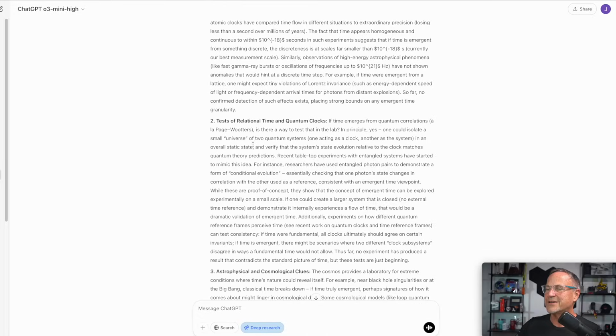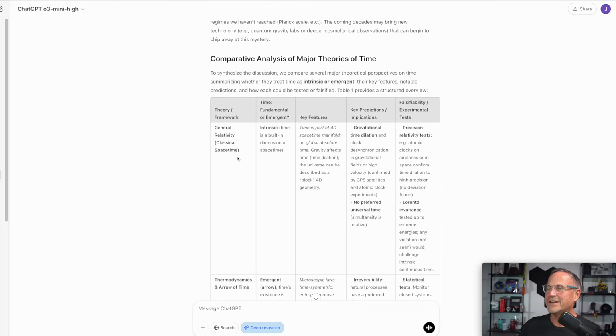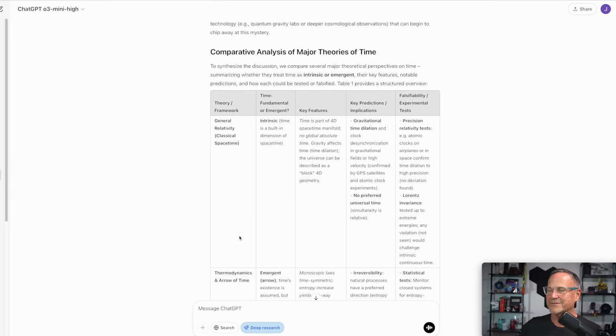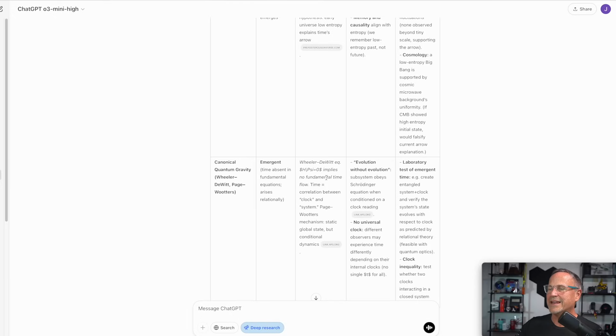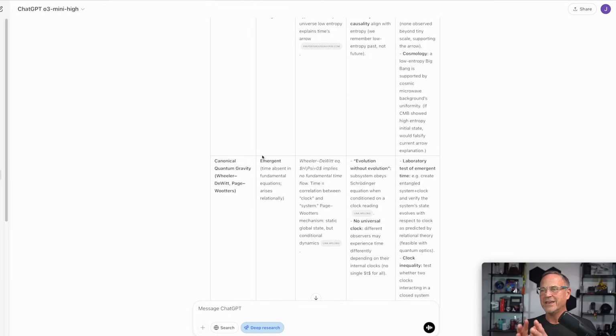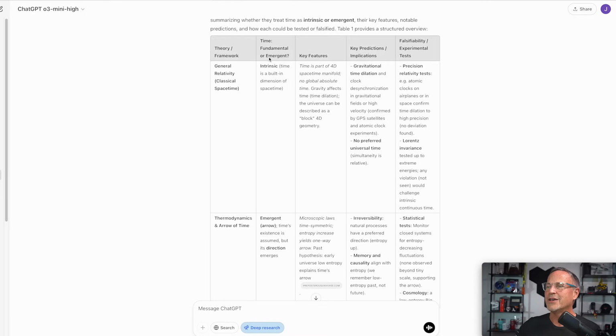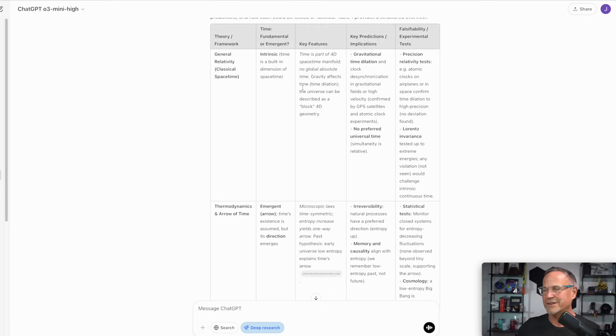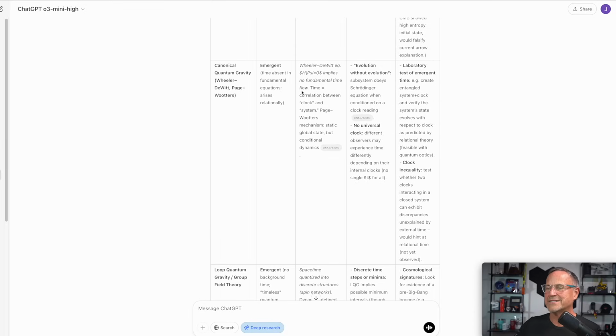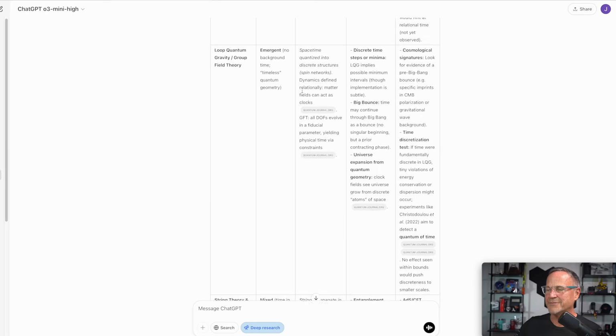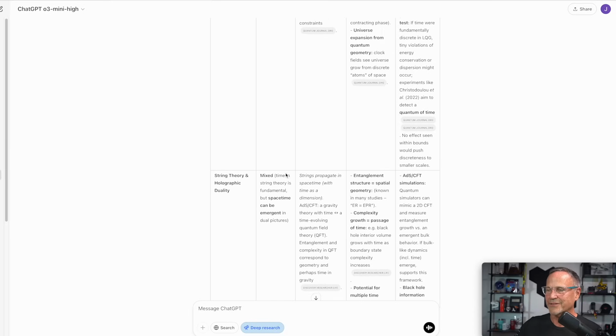But anyway, it goes through all of this stuff and then eventually creates this table where you can see there's GR, general relativity, there's thermodynamics, and it goes through fundamental, key features, key predictions, falsifiability, etc. And you can see that most of them these days actually consider that time is more emergent than intrinsic, whereas certainly GR, general relativity, assumes that it's intrinsic. Most of the rest of them consider it to be emergent or mixed, with string theory and holography.